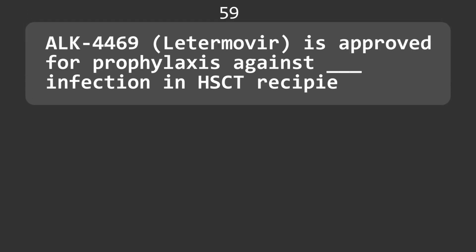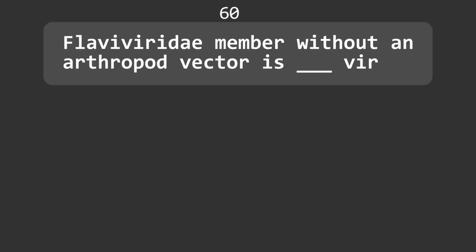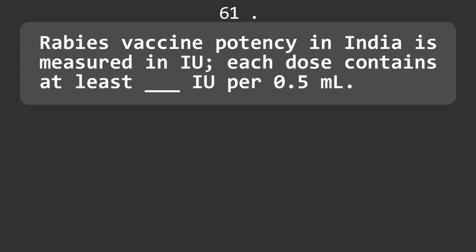Letermovir is approved for prophylaxis against which infection in HSCT recipients? CMV, cytomegalovirus. Which Flaviviridae member has no arthropod vector? Hepatitis C virus. Rabies vaccine potency in India is measured in IU. Each dose contains at least how many IU per 0.5 milliliters? Greater than 2.5 IU.